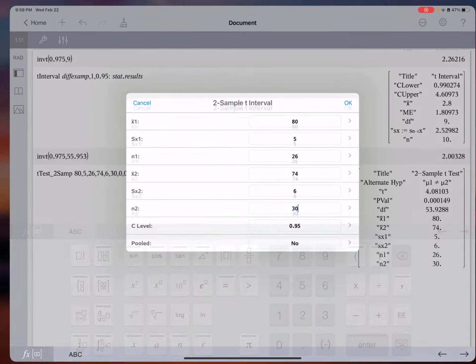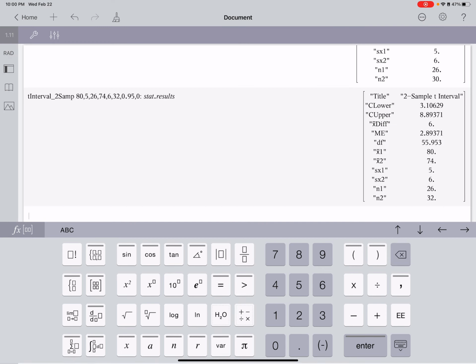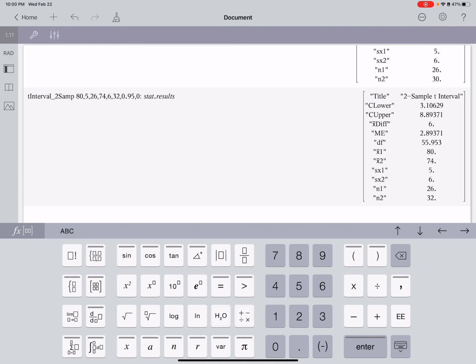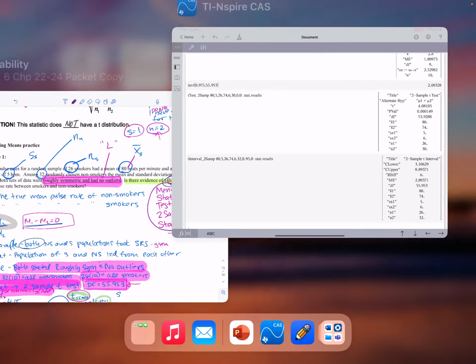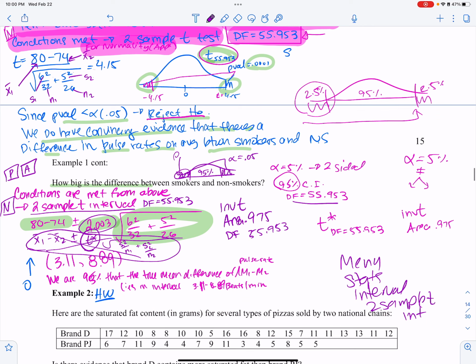Okay, and then I'm doing a 95% confidence interval. So I just put 0.95, and no, it's not pooled. And there's my data, everything that I have and everything that I need, 3.1 to 8.89. And that's what I have here, 3.1 to 8.89. And then I just write we are 95% confident that the true difference of pulse rate of mean 1 minus mean 2 lies in the interval of 3.1 to 8.89 beats per minute.